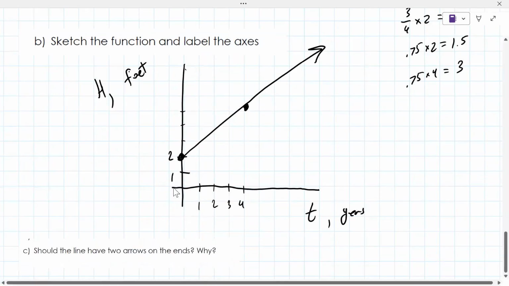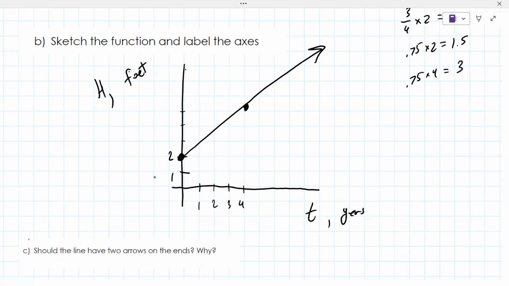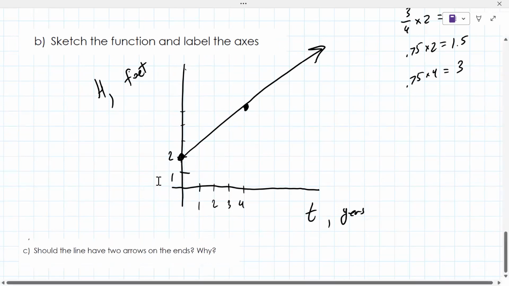For C, should the line have two arrows or one? Yeah, it's only at one end, and then it does go on forever, but that's not really true. I mean, trees don't grow forever, but that's the assumption, is they grow for a while. No tree grows forever. I mean, eventually they crash.